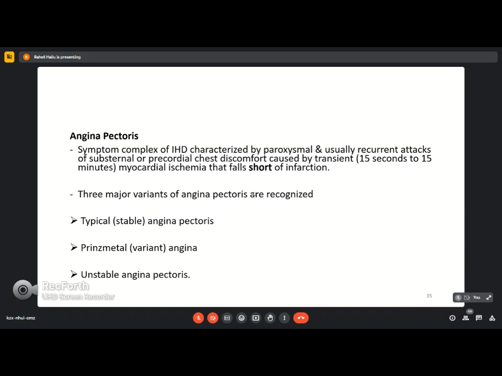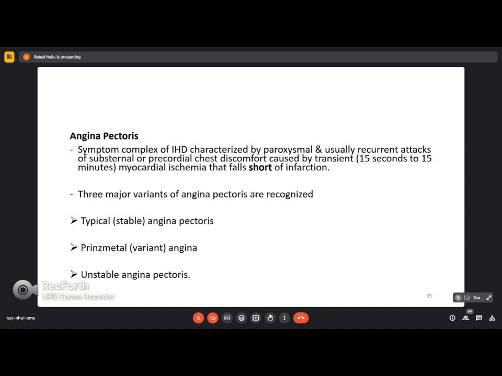So when you look at the clinical presentations, the first one is angina pectoris. Angina pectoris simply means chest pain, but it is a specific type of chest pain that is substernal, and sometimes it is even felt as a kind of heartburn or epigastric pain.